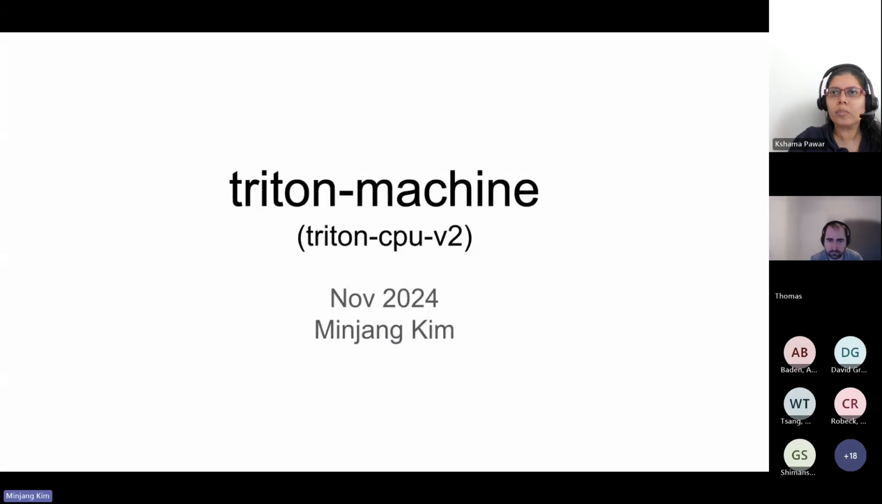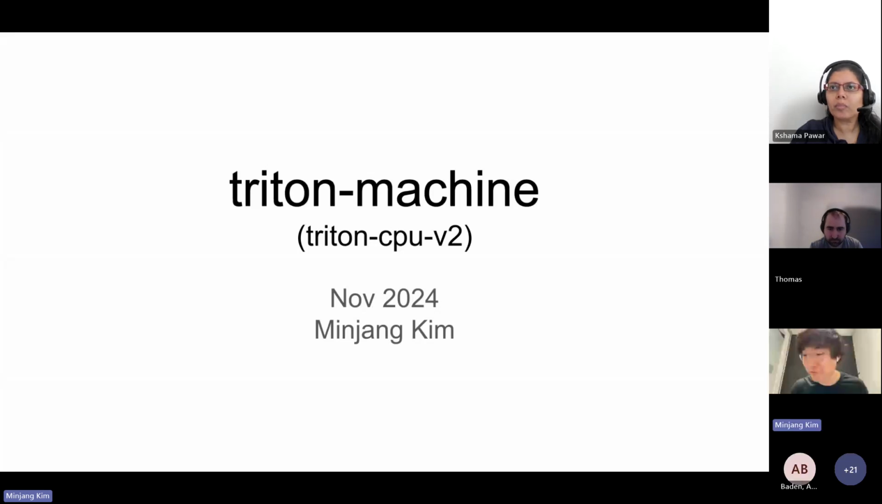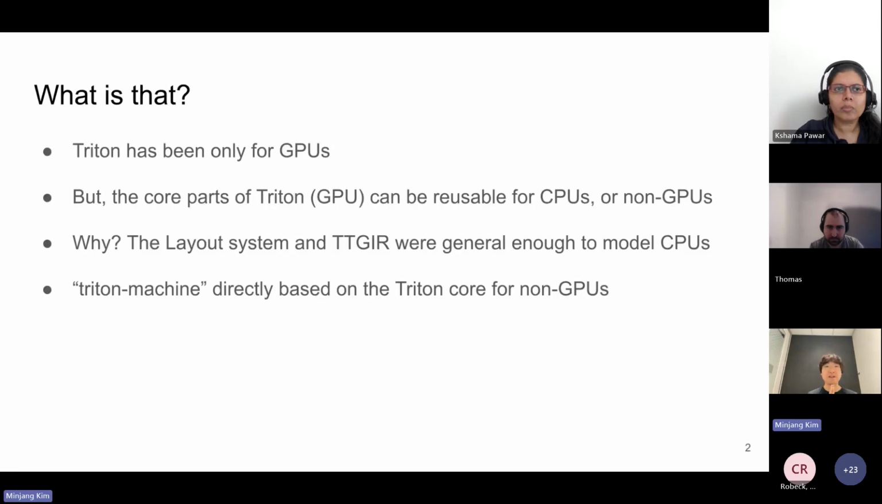So yeah, the name is the Triton Machine. Basically, maybe a new idea for the Triton CPU, the next version. Okay, so what is that? Basically, Triton has been only for the GPU, right?